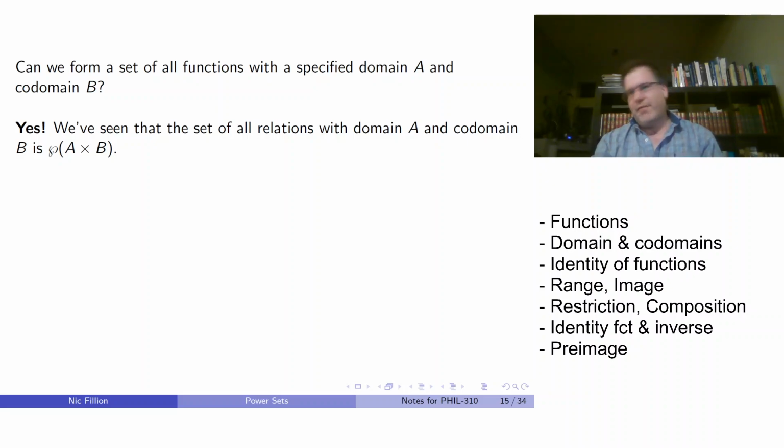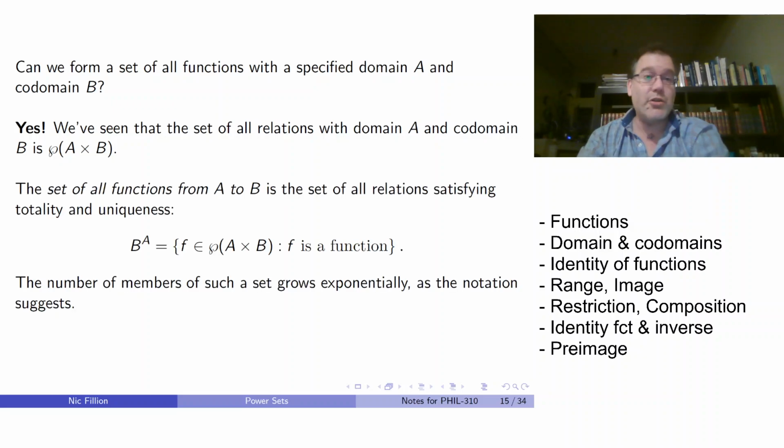Why? Well, because functions are just a particular kind of relation. And last time we've already seen that the power set of the Cartesian product A cross B does contain all the possible functions with domain A and codomain B. So that means we already have a set that is going to contain all the functions with domain A and codomain B. So now we're just going to take that set and apply the axiom of separation to it so that we get a set that contains all the functions with domain A and codomain B, but nothing else, right?